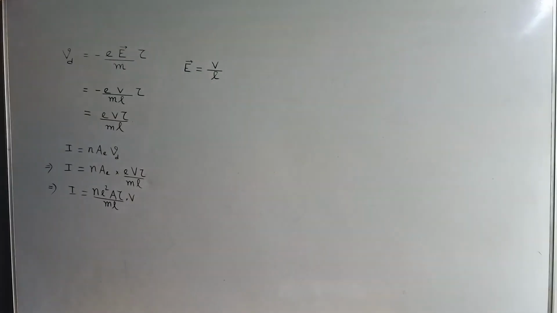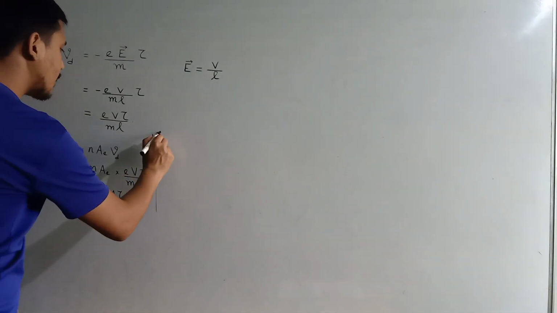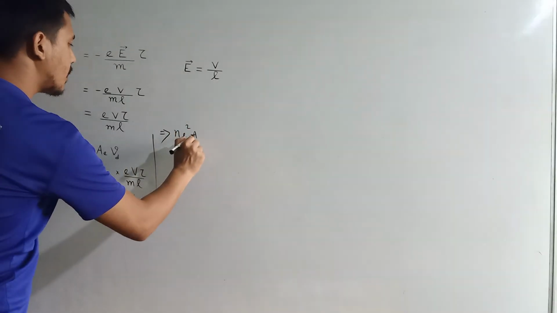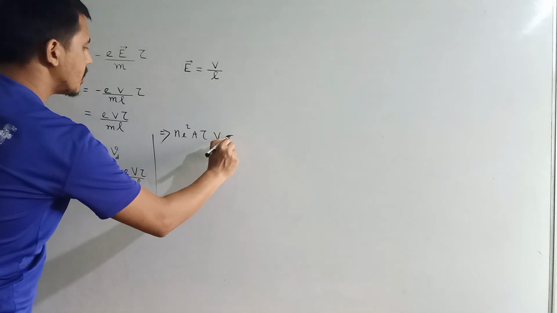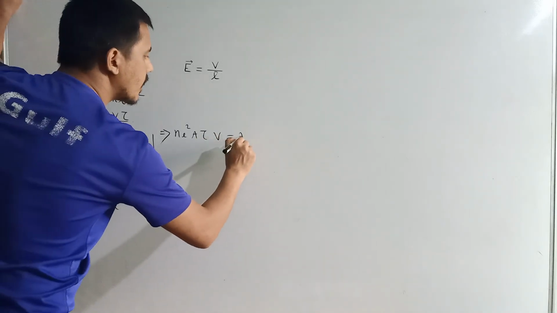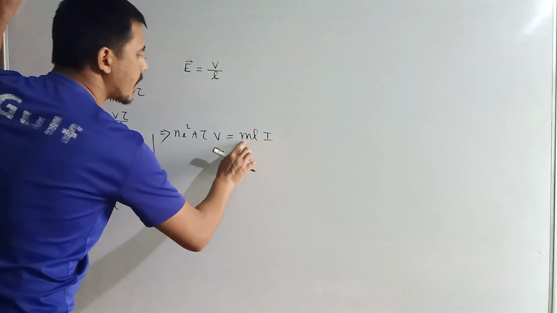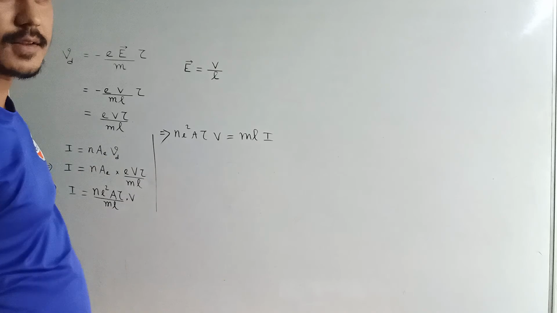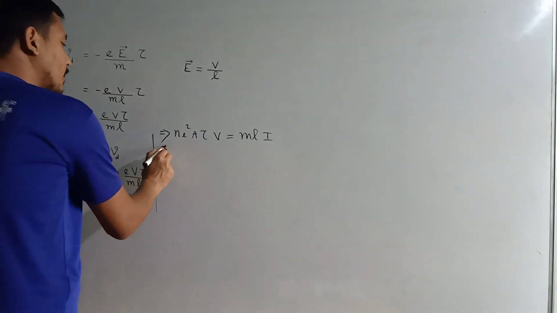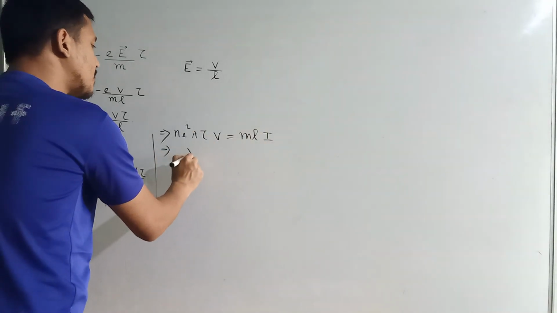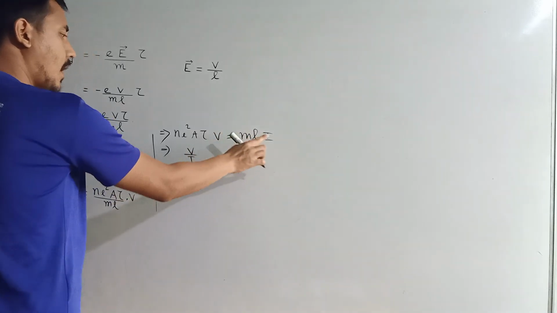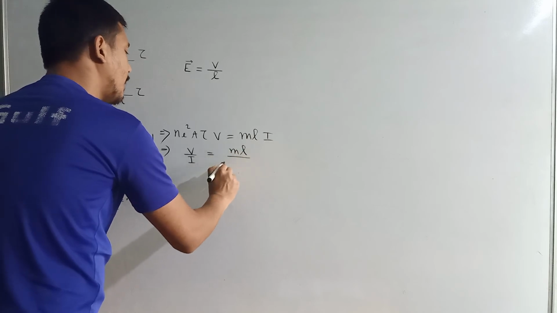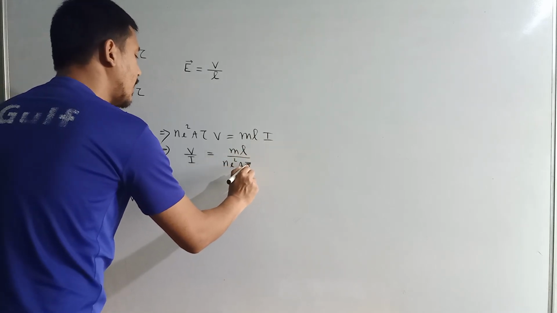Now if we cross multiply this relation, then we have n e² A τ times V is equal to mL times I. Here mL is not your Mobile Legends. Here m is the mass of the electron, L is the length of the conductor, okay? So this relation can be rewritten as V upon I is equal to mL upon n e² A τ.